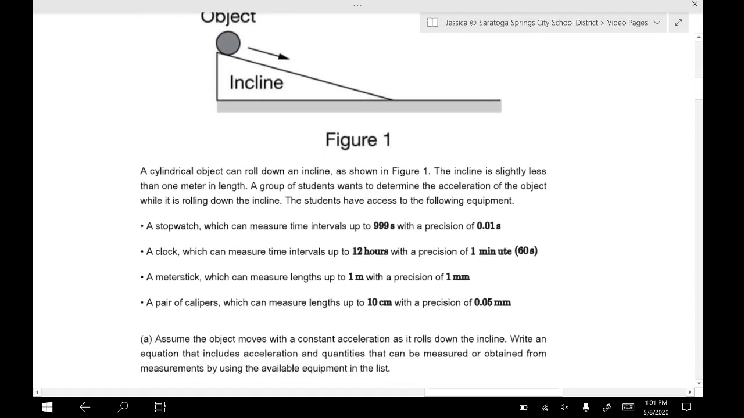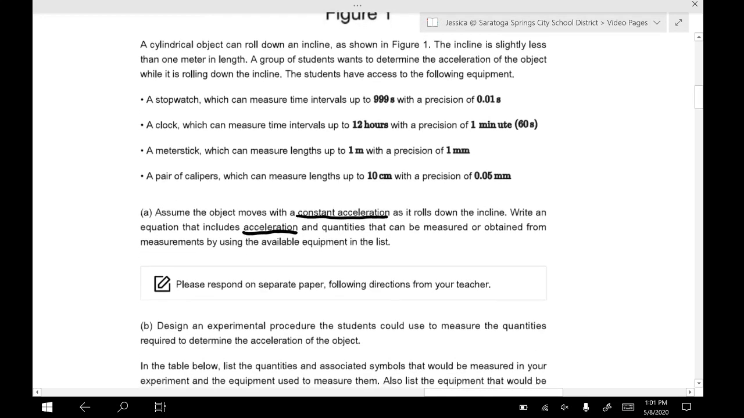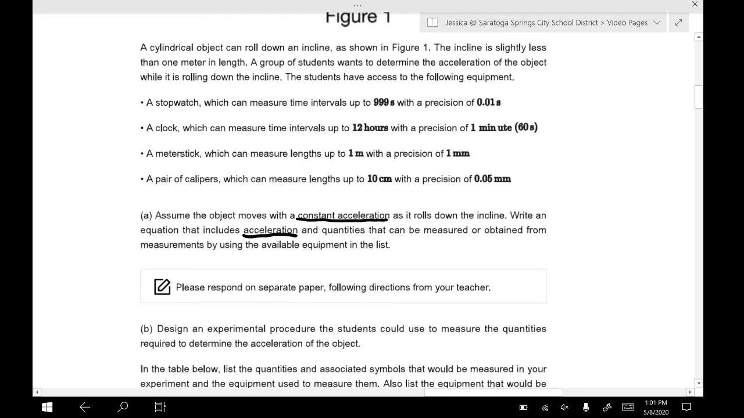Okay. So, we want to assume that the object moves with a constant acceleration as it rolls down the incline. Write an equation that includes acceleration and quantities that can be measured or obtained from measurements by using the available equipment. So, using the available equipment, it looks like we can measure changes in position and time.